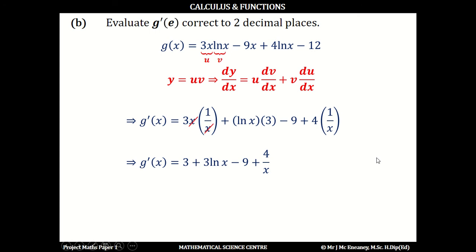And then if we substitute in e for x, this means g dash of e is going to be 3 plus 3 times the ln of e minus 9 plus 4 over e. And using a calculator, this means that g dash of e works out as minus 1.53.